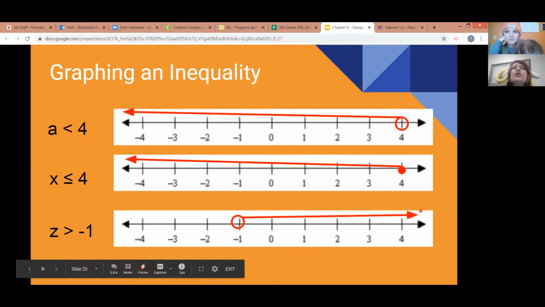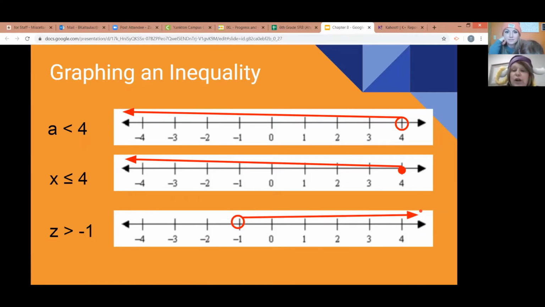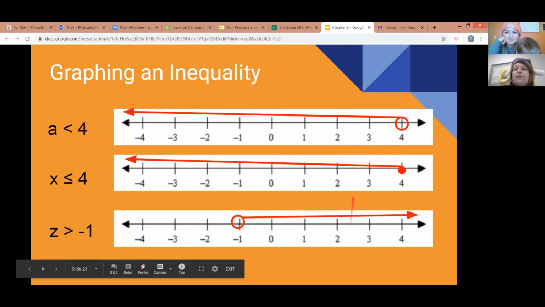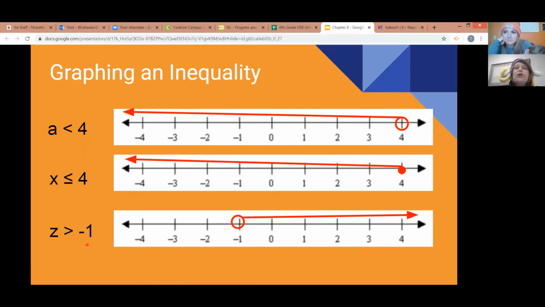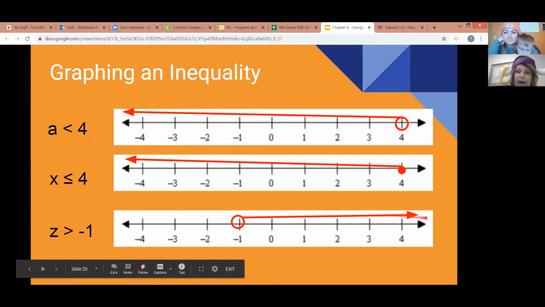Now let's just say you're at home and you're working on this and you're like, I don't know which way that arrow goes. Well, pick a side and try it. For instance, this arrow goes over this number 2. If I take 2 over here and put it in for Z, is 2 bigger than -1? Yeah. So I know I went the right way with my arrow.